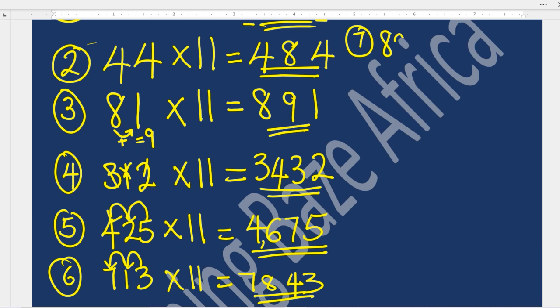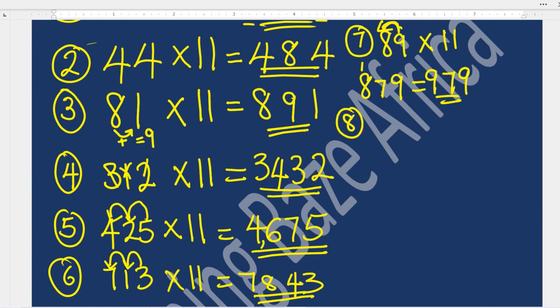If I have 89 times 11. I'm going to write down the first digit and the last digit with a space in between. Then I'm going to add 8 and 9 together. 9 plus 8 will give us 17. Instead of writing down 17, write only 7. Carry 1 to the left. That's how we do it. So your answer will be 1 plus 8, that's 9. That's 979.